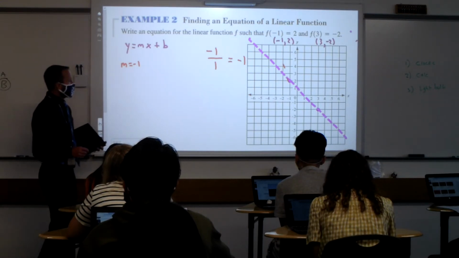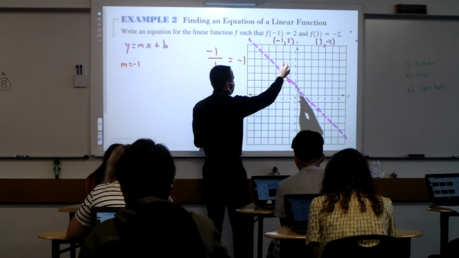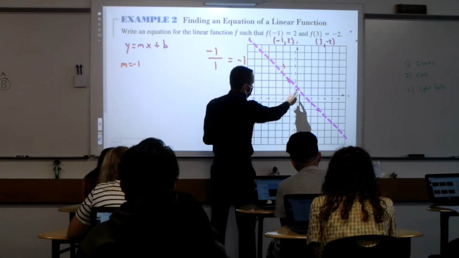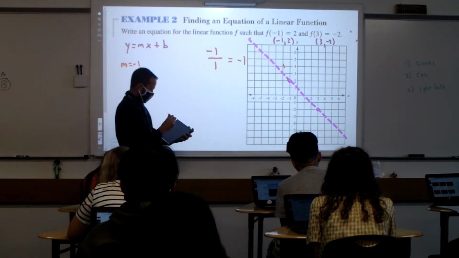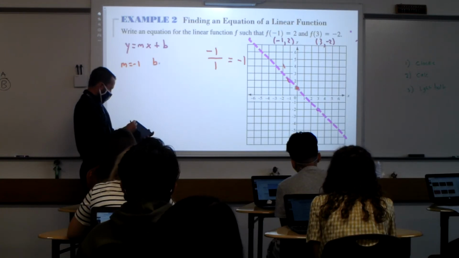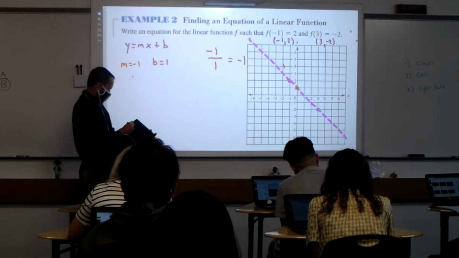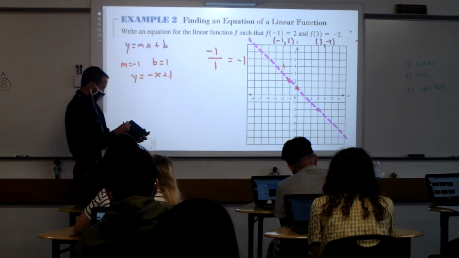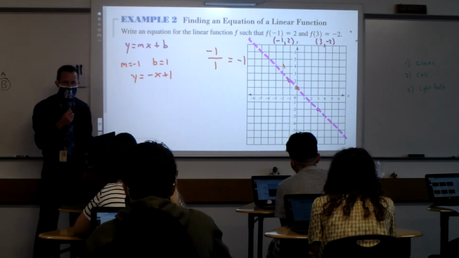If we're looking at where this line crosses the y-axis, so right here, this is our y-axis. It looks like it crosses it at 1, right? Now that works out pretty good for us. We're just going to say b is 1. So our equation here is y equals negative x plus 1. Is that what you guys came up with?